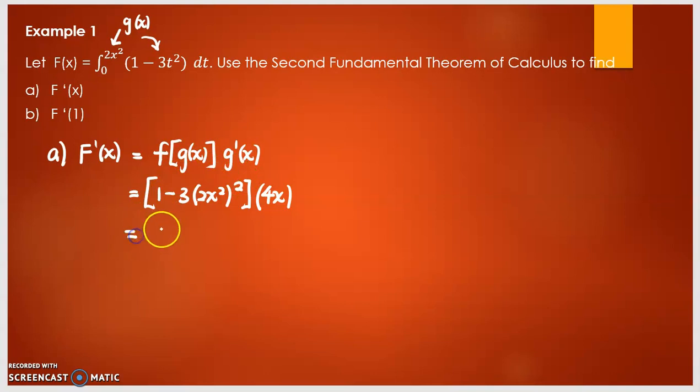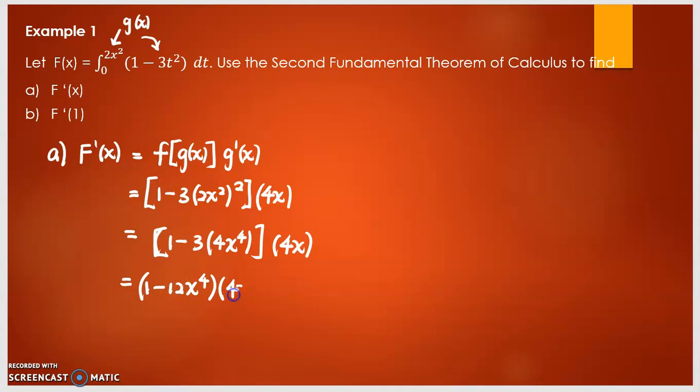So we try to simplify. 1 minus 3, and 2 to the power of 2 is 4, x squared to the power of 2 is x to the power of 4, and then multiply with 4x. So 1 minus, here we have 3 times 4, 12x to the power of 4, times 4x. So finally, our function will be 1 times 4x, 4x, minus 12 times 4 is 48, x to the power of 5. So here is our function.